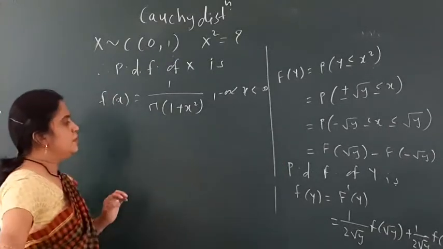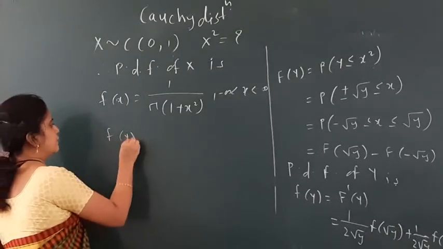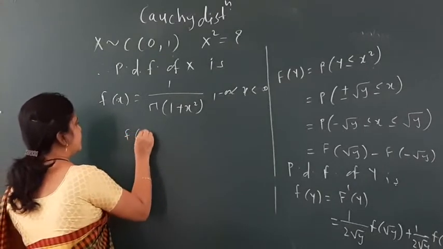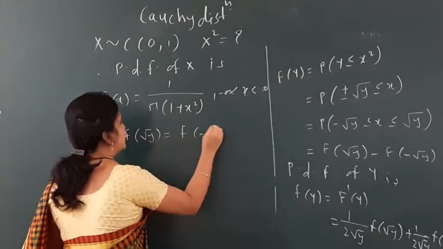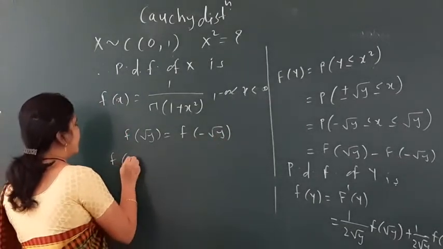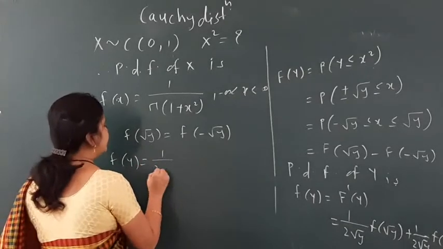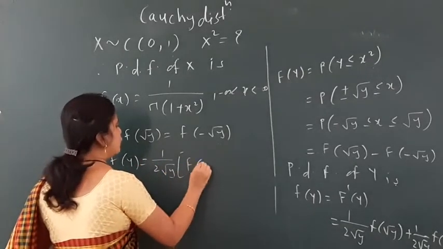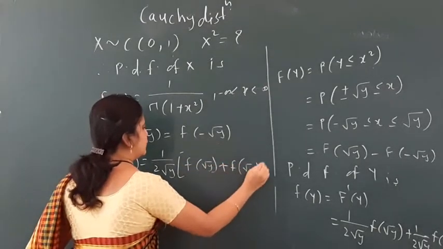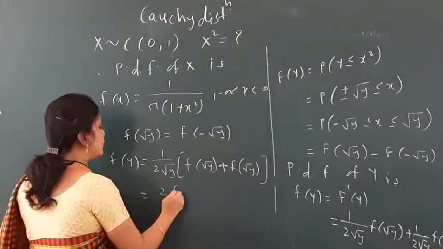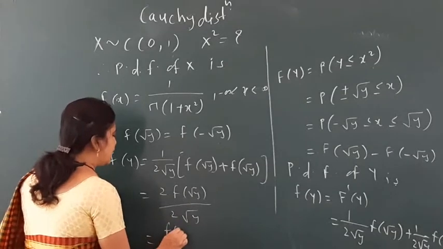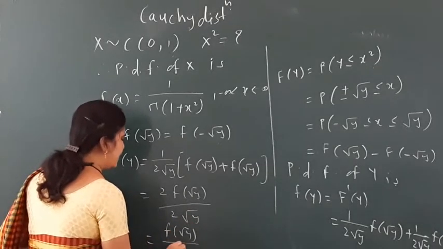See, our f of y becomes, I can write, since symmetric distributions is nothing but f of root y is equal to f of minus root y. These two functions are equal in symmetric distribution. So f of y can be written as 1 divided by 2 root y, which is a common term, and f of root y plus f of root y. Okay, fine. So this can be written as 2f of root y divided by 2 root y. So that means it is f of root y divided by root y.